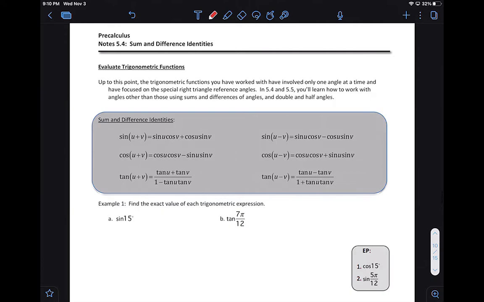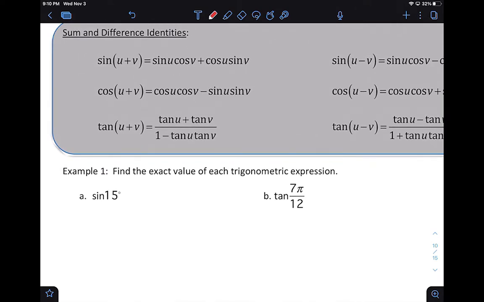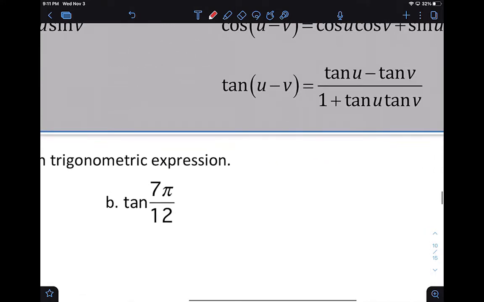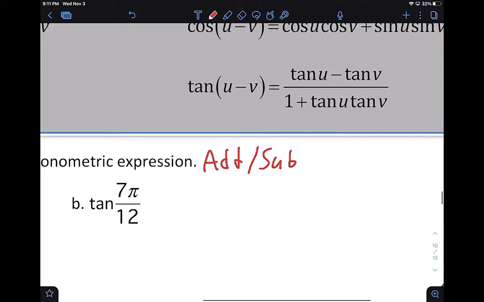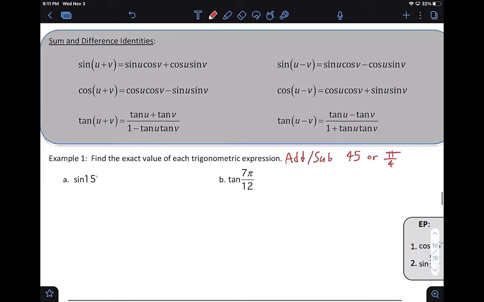So let's take a look at the first one here. Find the exact value of the trig expression right here, sine of 15. So what I need to do is figure out two things that add up to 15. A good rule of thumb is to either add or subtract 45 degrees or pi over 4 from your answers.